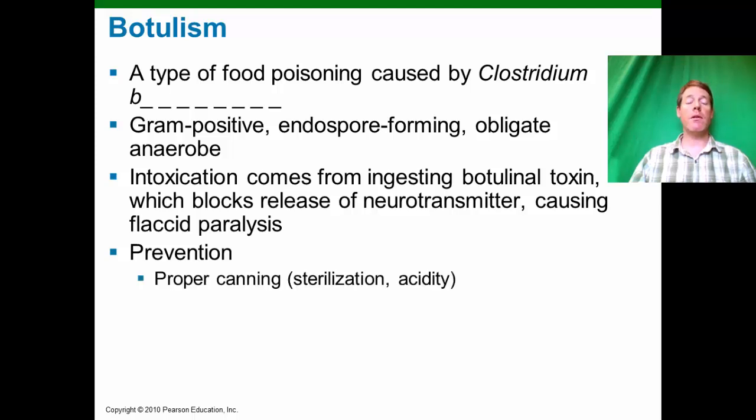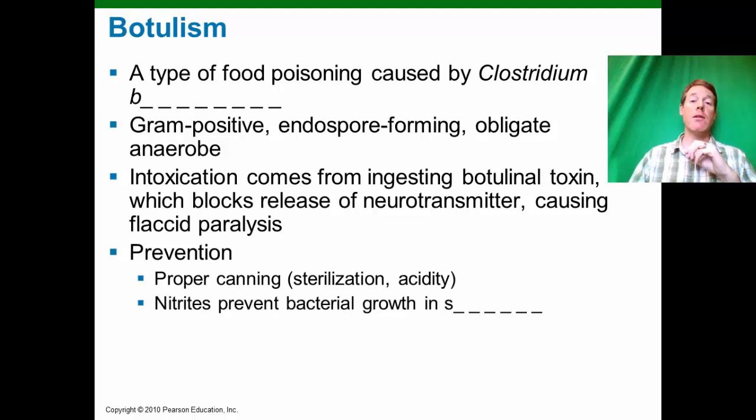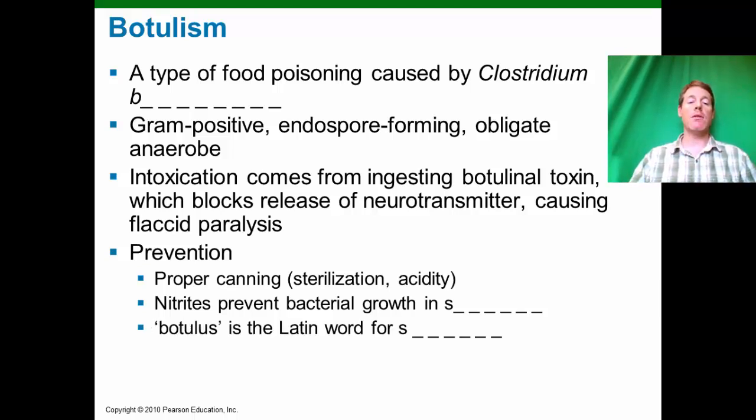Prevention of this disease involves, first of all, proper canning methods, sterilization, and acidity to prevent the germination of Clostridium endospores. Nitrites are a particular class of chemicals that can be added that prevent bacterial growth, and these are especially commonly used in sausage, S-A-U-S-A-G-E. That's a food that used to have big problems with botulism. In fact, botulus, in Latin, means sausage, because this disease was named after sausages.